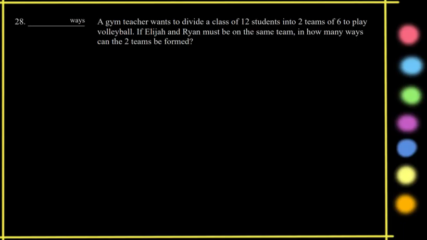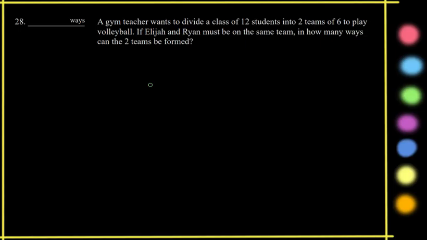So this is problem 28. We're getting into the really hard ones. Actually, the last few have been pretty hard too. This one says a gym teacher wants to divide a class of 12 students into 2 teams of 6 to play volleyball. If Elijah and Ryan must be on the same team, in how many ways can the 2 teams be formed? So I think this is a tricky one.